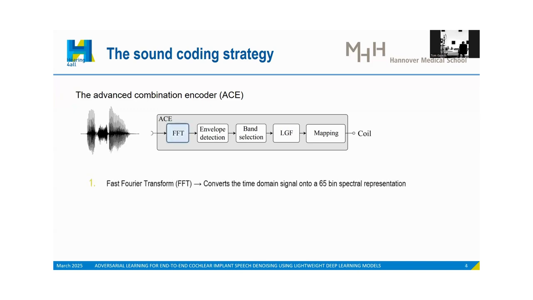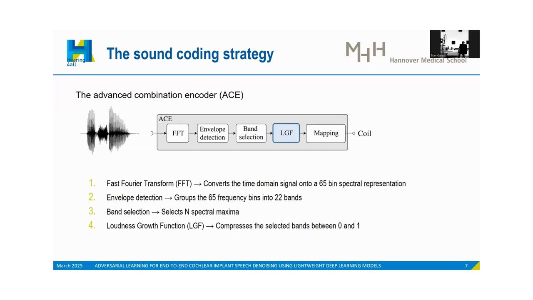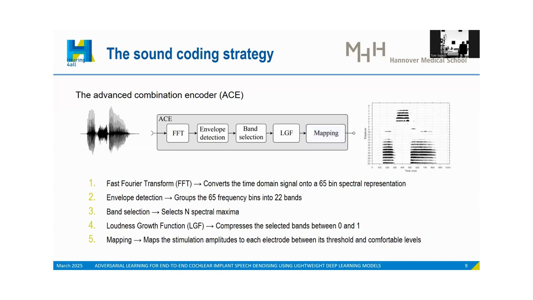It comprises first an FFT that converts the time domain signal into a 65-bin spectral representation of it. The envelope detection block will group the 65 bins into 22 bands. The band selection will select n spectral maxima. The LGF, or loudness growth function, will compress the selected bands between 0 and 1. And finally, the mapping will map the stimulation amplitudes to each electrode between its threshold and comfortable levels. Finally, we can represent graphically the stimulation patterns using an electrodogram.